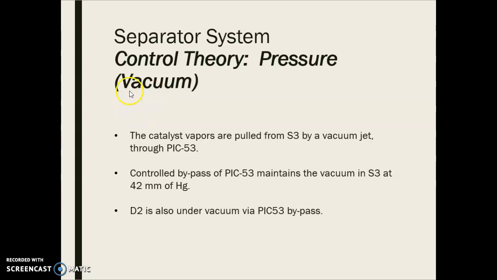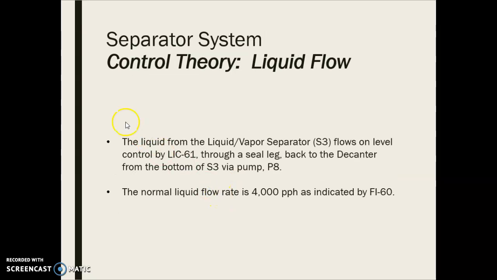Now this is important to understand, so pay attention to this part about the pressure vacuum on the separator system. The catalyst vapors are pulled from S3 by a vacuum jet, and that is being controlled by PIC53. There's a bypass of PIC53 which maintains the vacuum in S3 at 42 millimeters of mercury. D2 is also under vacuum by the same PIC53. So D2, the stripper, is also under a vacuum.